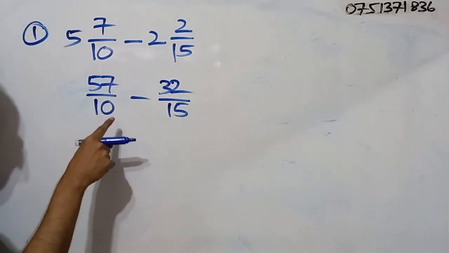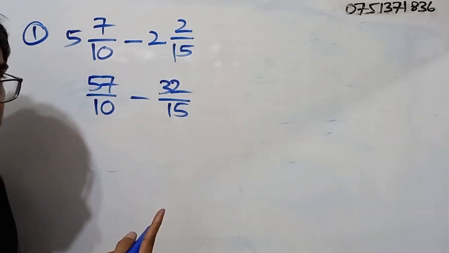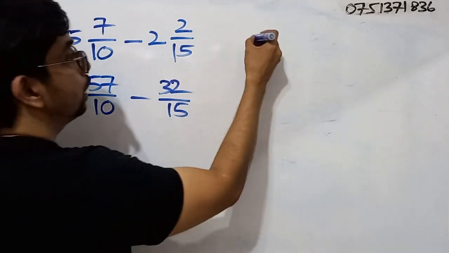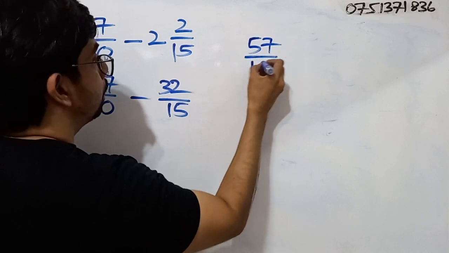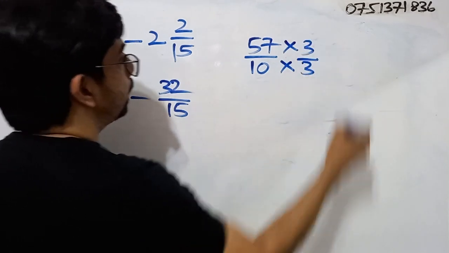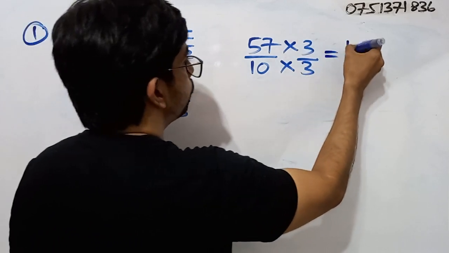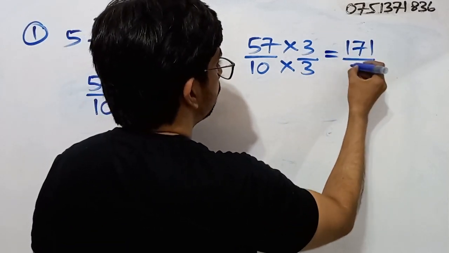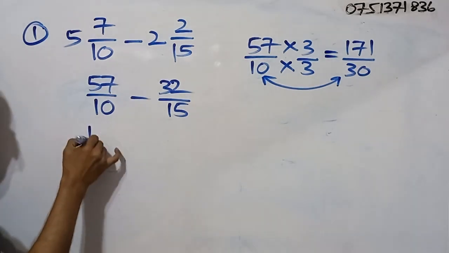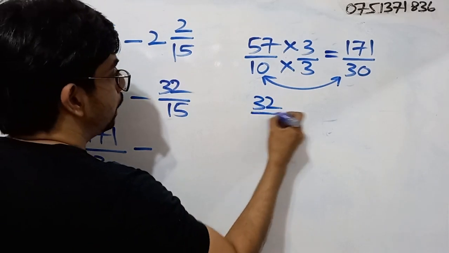Now what happens? We have two fractions where the denominators are different. So we have to make them same. That means the LCM. So of the numbers 10 and 15, what's the LCM? 30. So 57 by 10, I have to multiply both the numerator and the denominator by 3. Okay. So 57 into 7, we get 171 by 30. Now these two fractions are what? Equivalent fractions. So 171 by 30 minus 32 by 15.